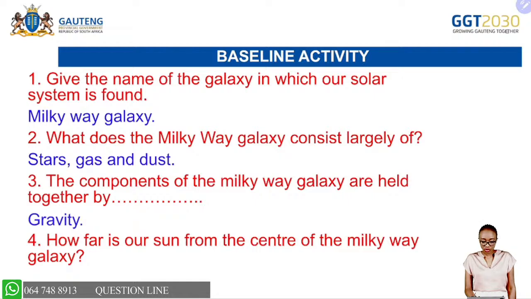And the fourth question is, how far is our sun from the center of the Milky Way galaxy? Our sun is 25,000 light years from the center of the Milky Way galaxy. So now I'm going to give you 2 minutes to quickly copy down the corrections. So see you after 2 minutes.